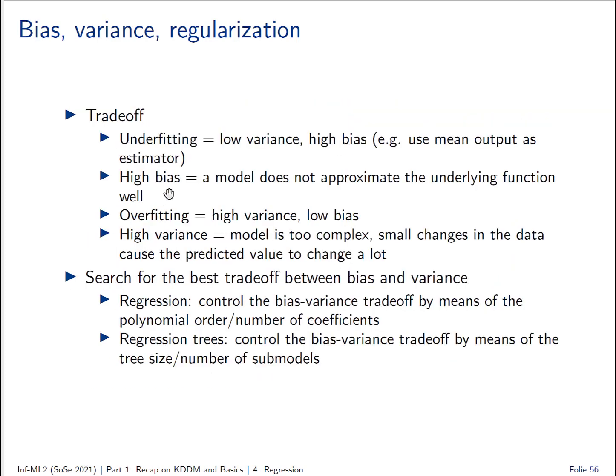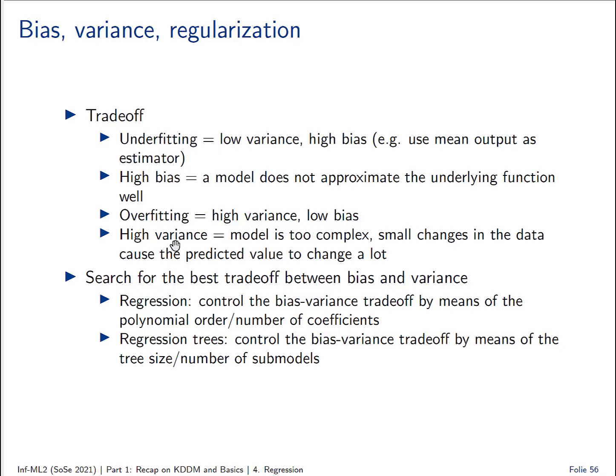High bias means a model does not approximate the underlying function well, of course. And that's what underfitting is about. Overfitting would be the other extreme. That would be high variance and low bias.